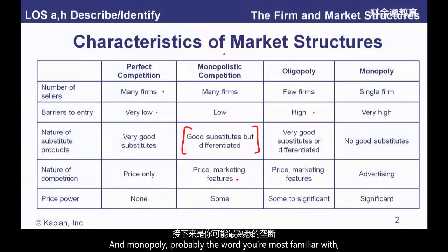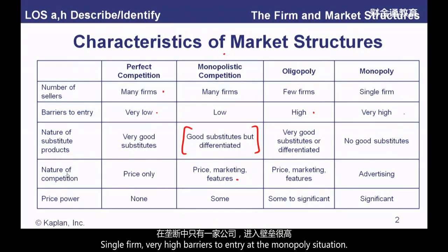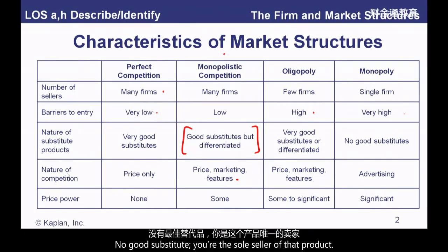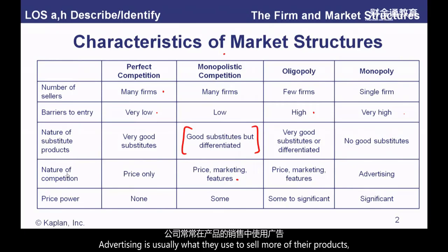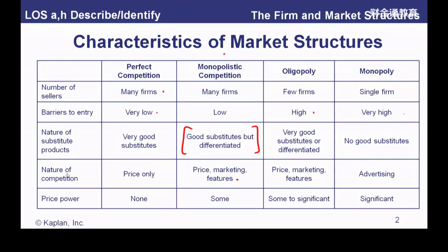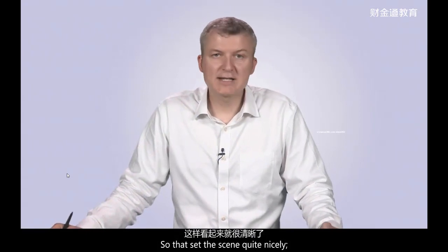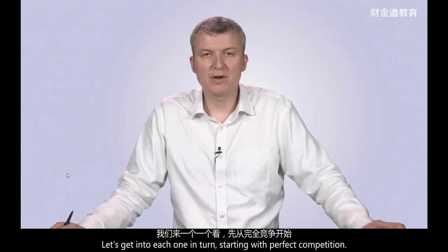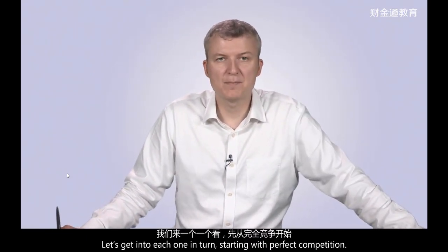And a monopoly, probably the term you're most familiar with. Single firm, very high barriers to entry, hence the monopoly situation. No good substitutes. You are the sole seller of that product. Advertising really is what they use to try and sell more of their product, and they choose the price. It's up to them. They are the sole seller. So that sets the scene quite nicely. Let's get into each one in turn, starting with perfect competition.